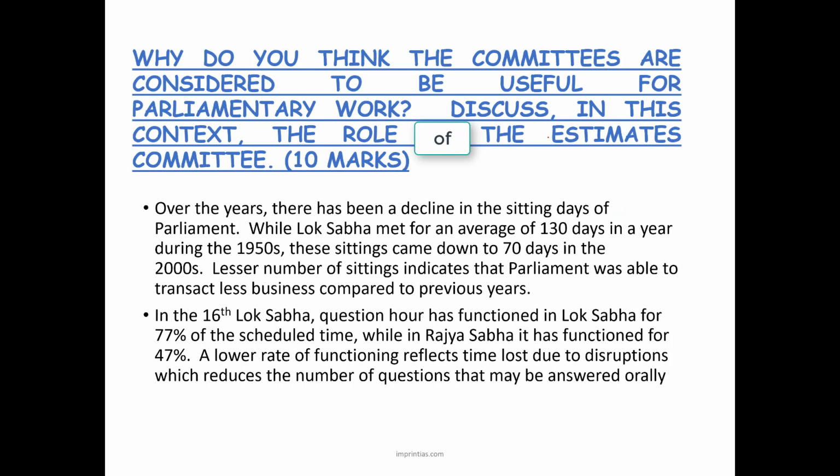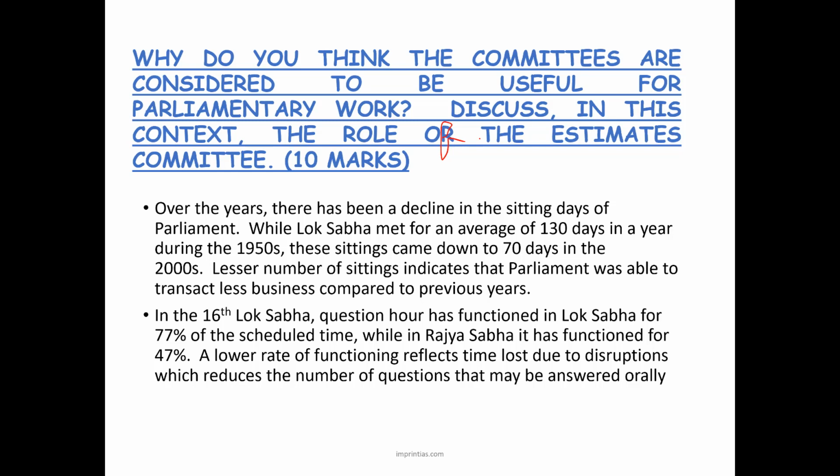So the next question was, why do you think committees are considered to be useful for parliamentary work? Discuss in this context the role of the Estimates Committee. Over the years, there has been a decline in the number of sittings. While the Lok Sabha met for an average of 130 days in the 1950s, these sittings have come down to 70 days in the 2000s. So a lesser number of sittings indicates Parliament is able to transact fewer businesses. There's less time to discuss. There's a lot of adjournment.